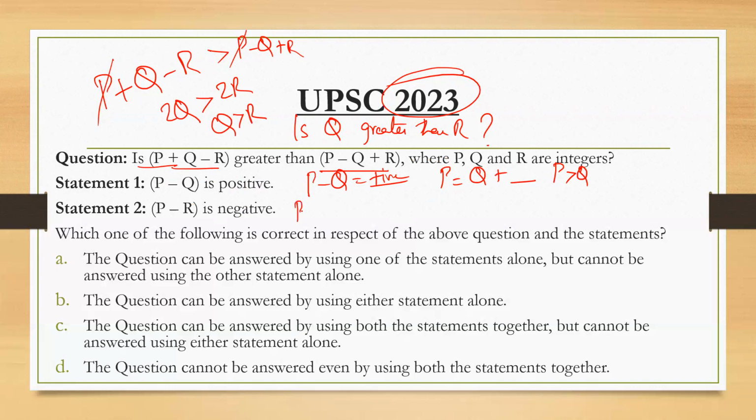Similarly, here I have P minus R is negative. Or I can say P is nothing but R minus that negative number that is there. Or I can say P is less than R. So if I combine both the statements together, I get what? R is greater than P is greater than Q. Are you getting this, everyone? Raghavan, I have combined both of them together. Yes, that is the reason I have got this.